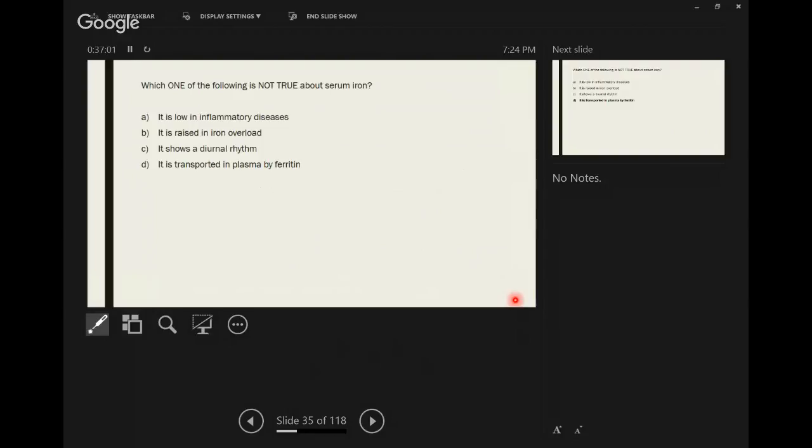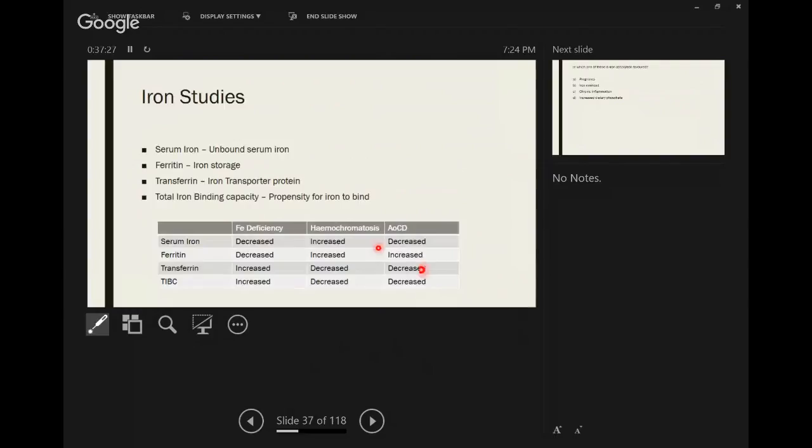Yeah, D. So it's transferred in plasma by transferrin. Ferritin's actually, what happens is ferritin's a protein that's used to store iron in cells, so it kind of creates a capsule around it, and when you create those capsules, some ferritin leaks out into the blood. So when there's increased capsule because we've got increased iron storage in cells, then there's an increased circulating ferritin level. Yeah, so serum iron is the unbound serum iron. Ferritin's iron storage. Transferrin is an iron transporter protein, and the total iron binding capacity is propensity for iron to bind. You actually care about these in decreasing levels.